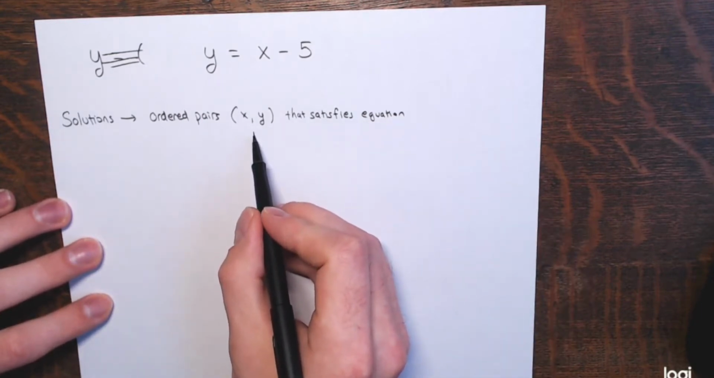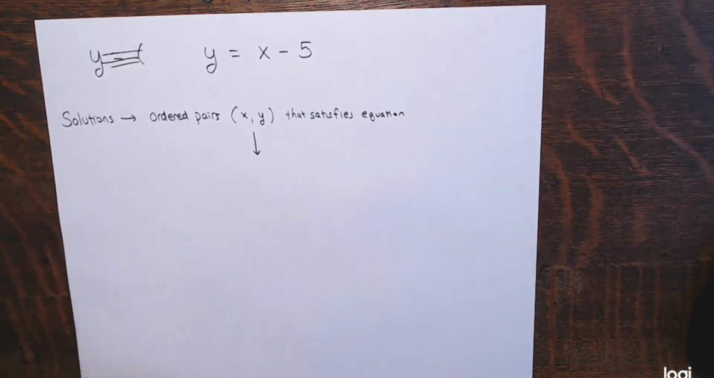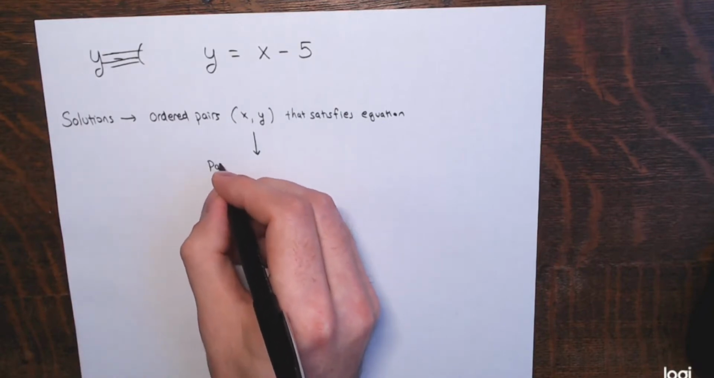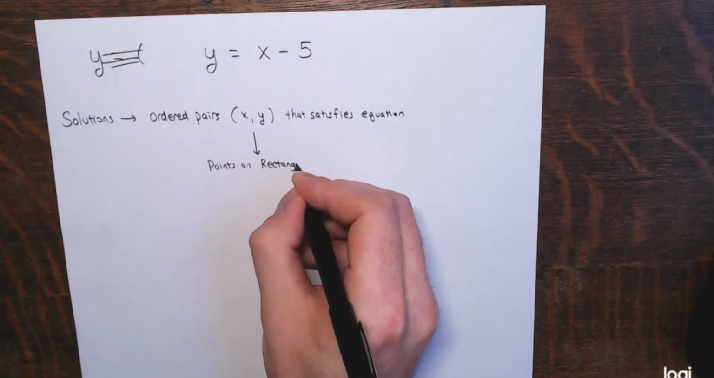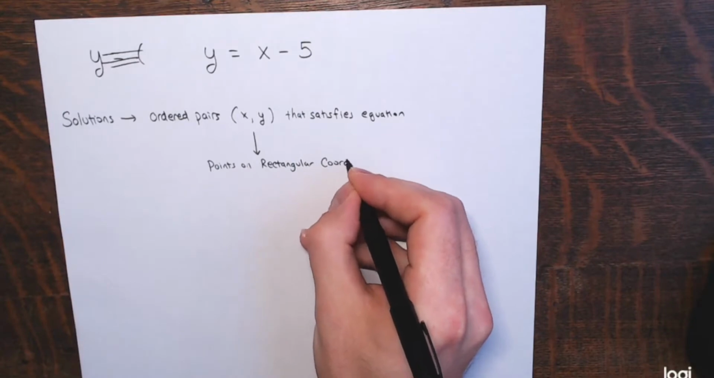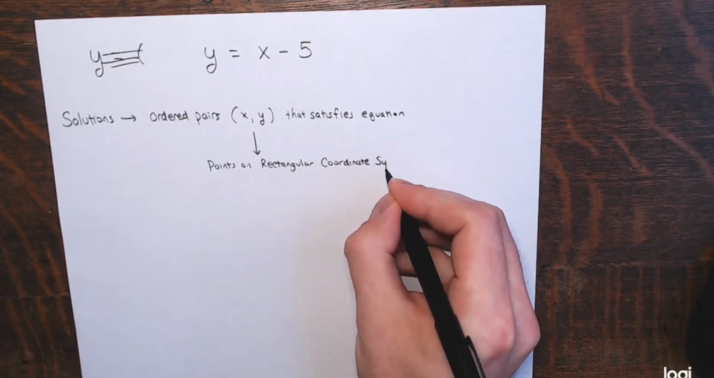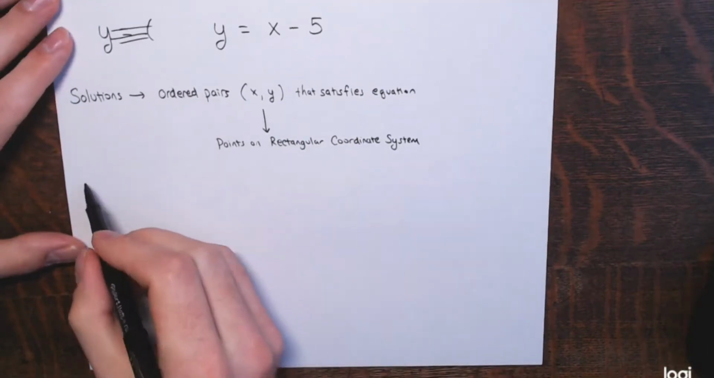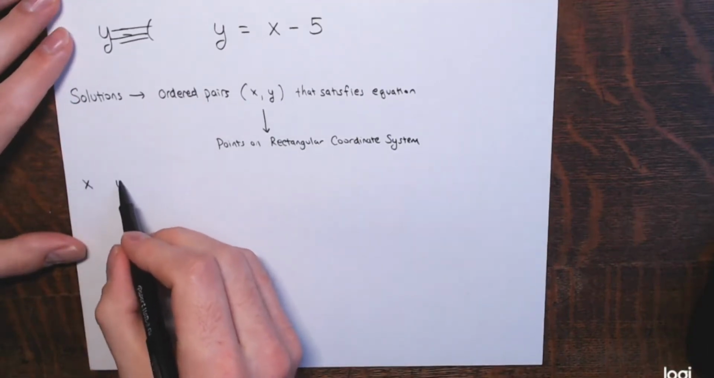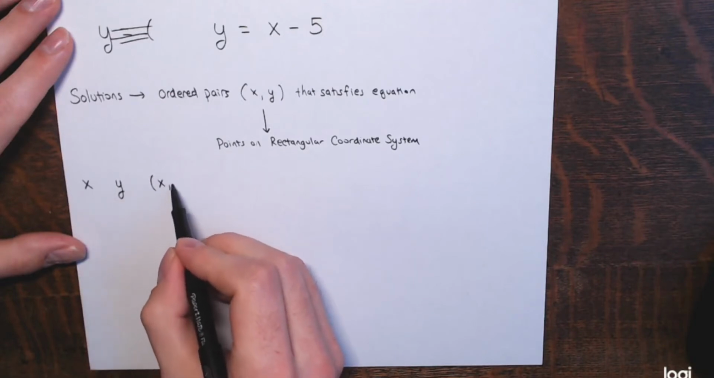And these ordered pairs, they also represent points on the coordinate plane. Right, these are also points on the rectangular coordinate system. Right, so when we're asked to graph an equation, we're just going to be drawing a picture of all its solutions. Alright, so what I'm going to do off to the side here is make a little table, x, y, and then the solutions, right, the ordered pairs, x comma y.